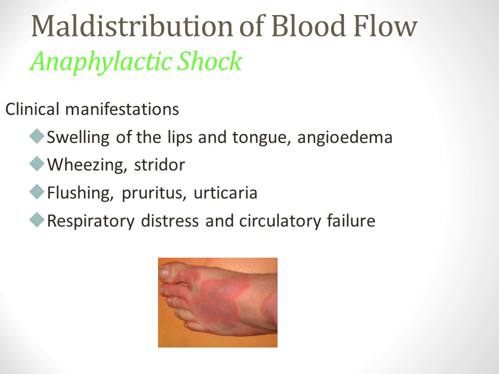There you have a picture of hives down the bottom. You see that the person can have swelling of the lips or tongue, or angioedema, the wheezing and stridor that we talked about, the respiratory distress from the acute severe bronchospasm, and the circulatory collapse from the vasodilation and the leaking fluid. You might see the patient who presents with sudden onset of these symptoms.